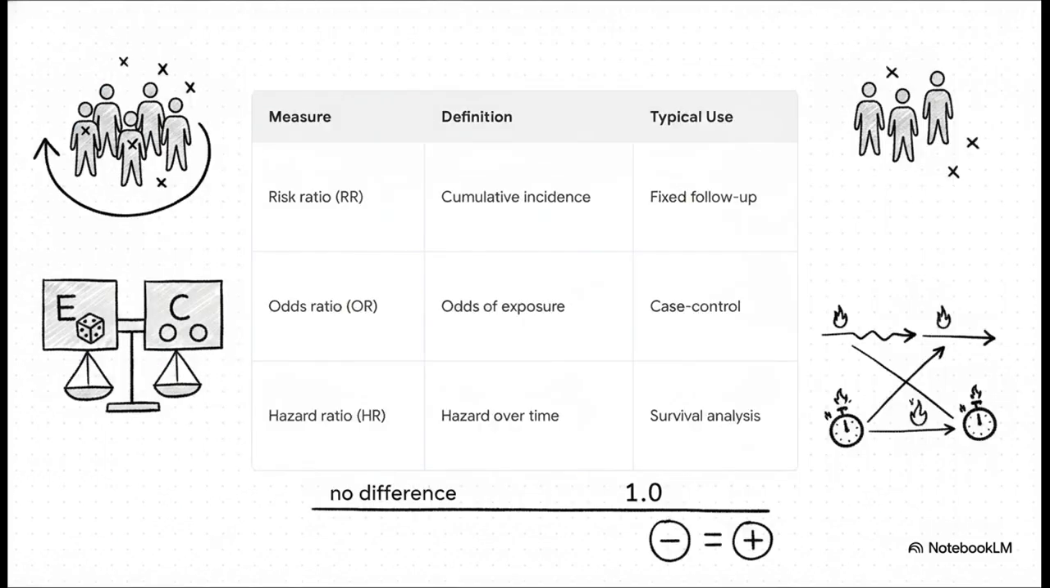When you're evaluating those outcomes, you're going to bump into these three ratio measures all the time. A risk ratio looks at cumulative incidence between groups, an odds ratio looks at the odds of exposure, and a hazard ratio looks at the instantaneous rate of the outcome over time. Across the board, a ratio of 1.0 means absolutely no difference. A hazard ratio is specifically used for survival analysis, which is absolutely crucial when follow-up times differ between your patients.